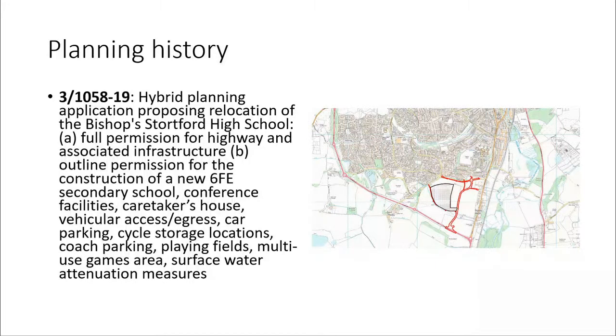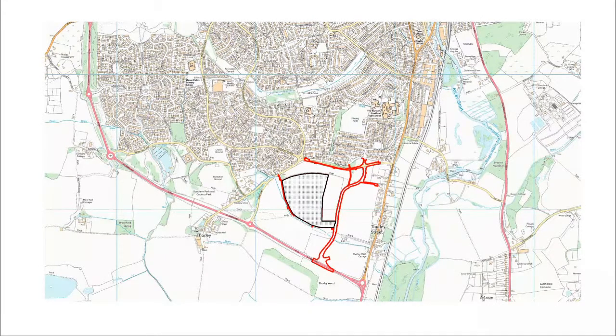And that included full planning permission for the highways and associated infrastructure. I'll just go in and show you a little bit more detail of the site. The outline planning permission shows the secondary school site outlined in black and the highway infrastructure outlined in red.